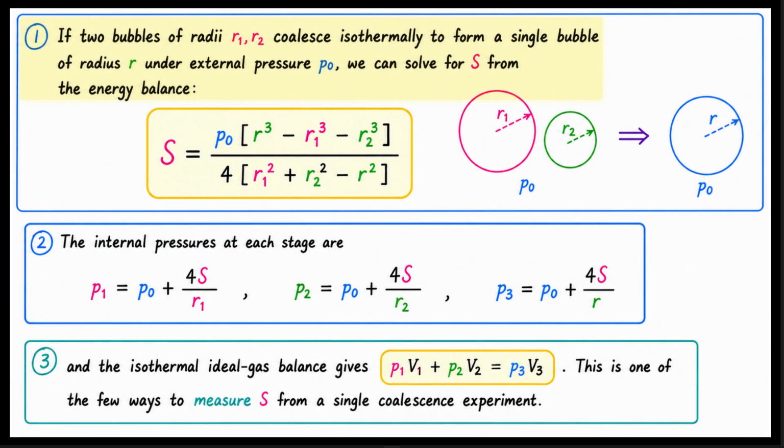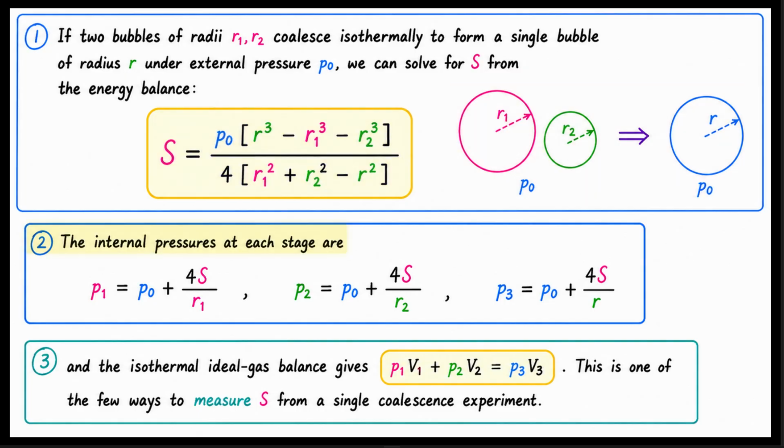Finally, let's look at using coalescence as a measurement tool. First, if two bubbles of radii R1 and R2 coalesce isothermally to form a single bubble of radius R under external pressure P0, we can solve for S from the energy balance. S equals P0 times the quantity R cubed minus R1 cubed minus R2 cubed, divided by 4 times the quantity R1 squared plus R2 squared minus R squared.